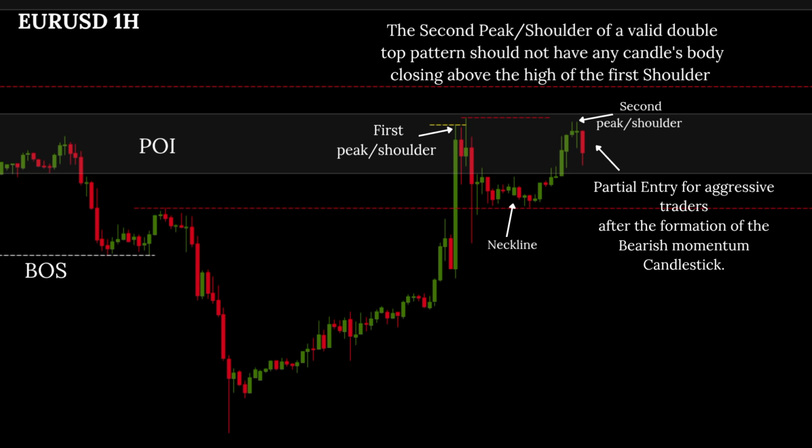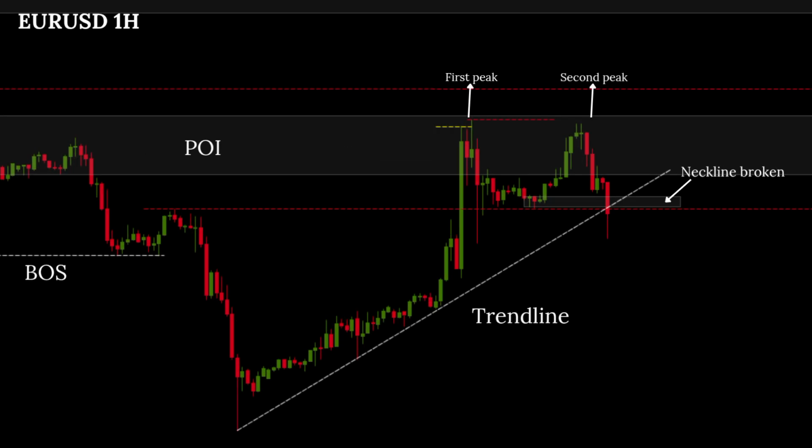The market forms the first peak or shoulder, then retraces. For a valid double top, note the second peak should not close above the high of the first peak or shoulder with a candle's body. It can have a wick go above it, but shouldn't close with a real body above. Aggressive traders may enter on the formation of this bearish momentum candle, but conservative traders should wait for a break of the neckline.